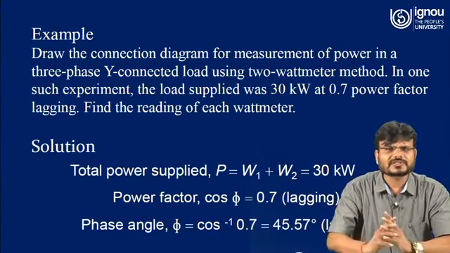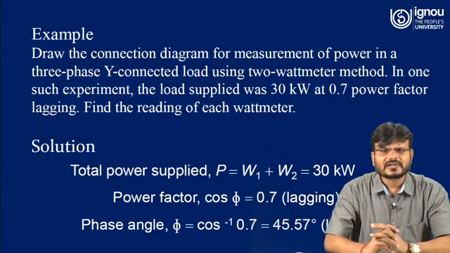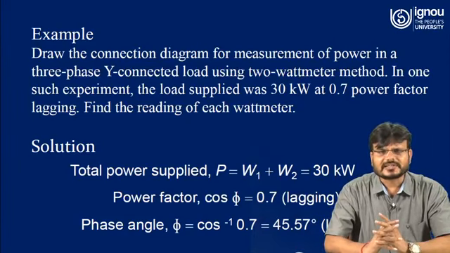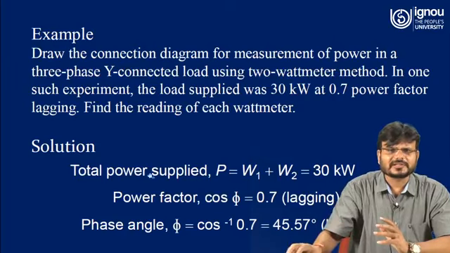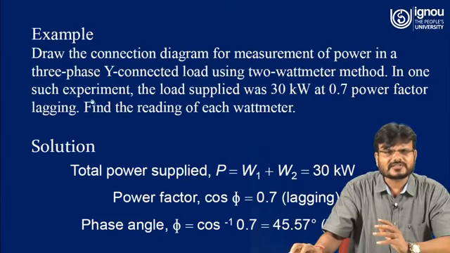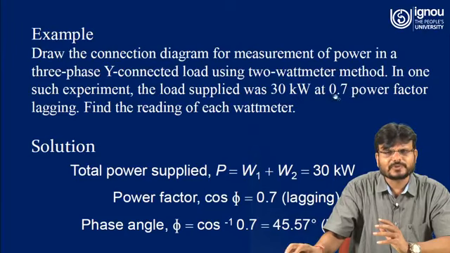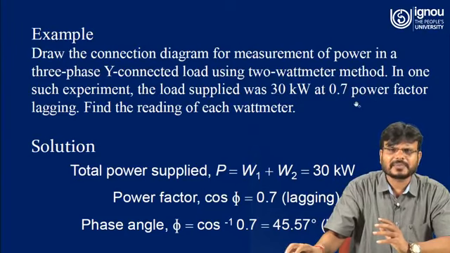Now we are going to discuss the second example. You have to draw the connection diagram for the measurement of power in a three-phase star connected load using the 2 wattmeter method. In one such experiment, the load supplied was 30 kilowatt at 0.7 power factor lagging. So total power is given, and power factor is given. So here you can write P is equal to W1 plus W2 is equal to 30 kilowatt. So this is equation number 1.